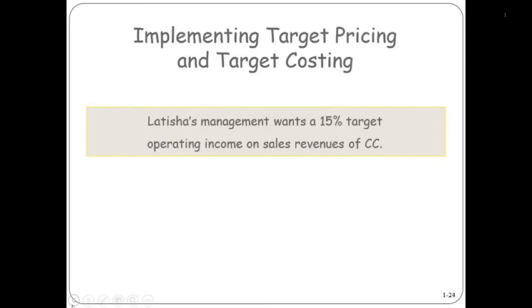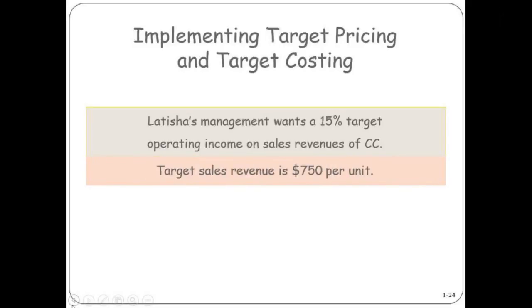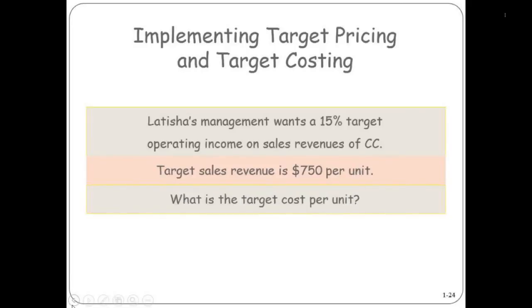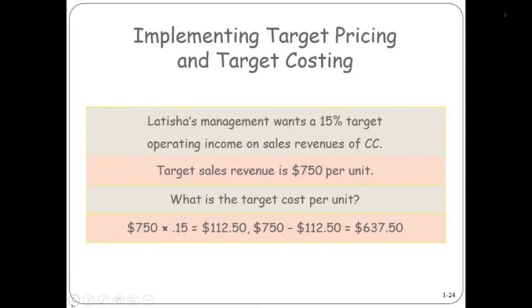Okay, so let's use Letitia, because that's what we're doing in this chapter. You want a 15% operating income on sales. You expect that you could sell your units in the marketplace successfully at $750. What's your target cost? Simple math here, right? I won't make you do it. $637.50. It's $750 minus your income. And that's what your cost can be.